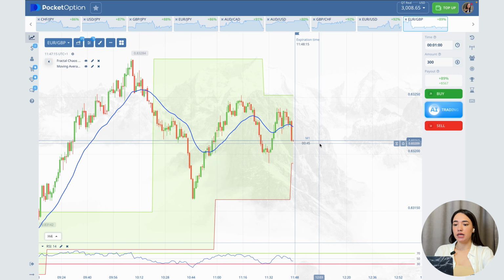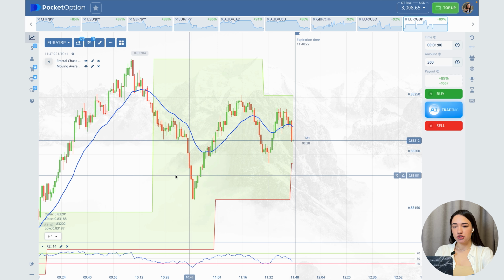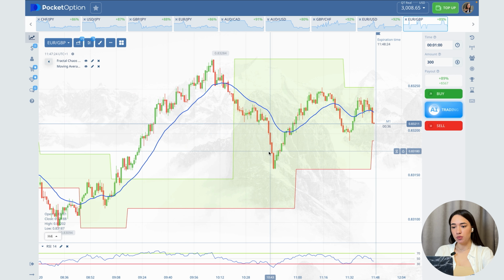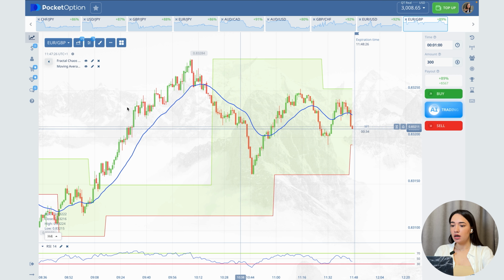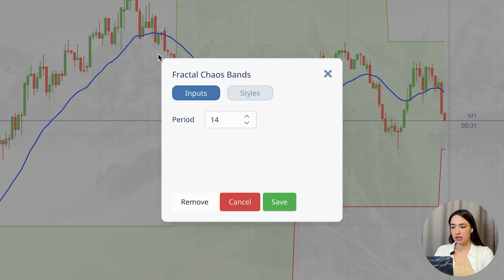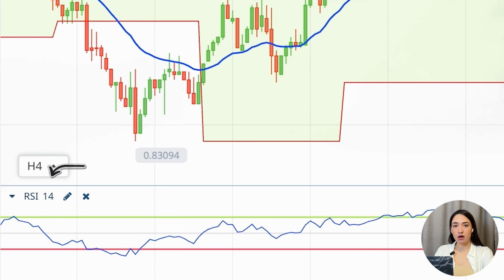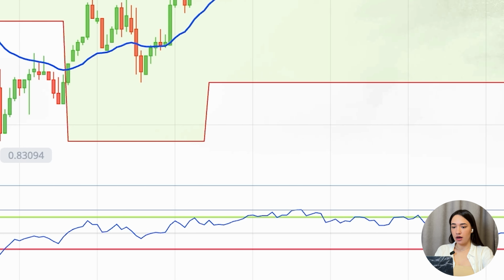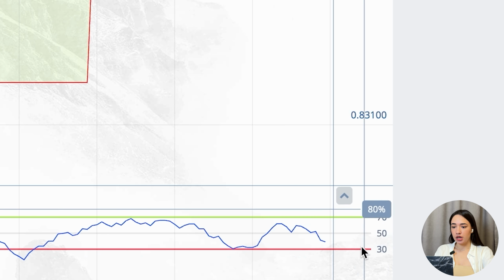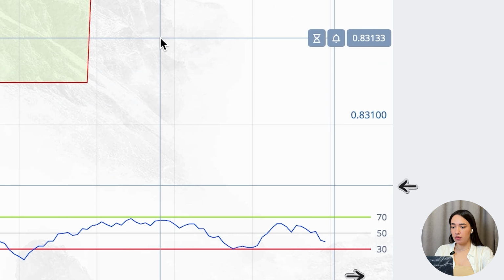Let's get to the main and most important part of this video, in my opinion, the analysis and adjustment of indicators. So first of all, we will need fractal bands with period 14, an exponential moving average with period 25, and the RSI oscillator with period 14. We also do not change the overbought and oversold areas, with values 70 and 30.